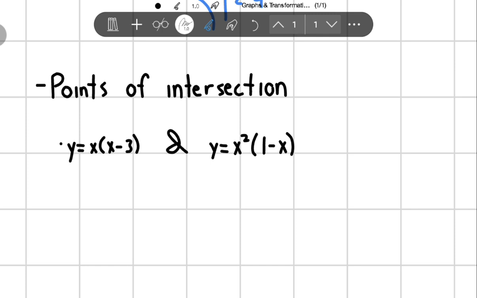We could equate these two functions together, since we're asked to find points of intersection, and we could find how many points of intersection there are, and this is obviously through equating them. So let's see, we have y equals x bracket x minus 3 and y equals x squared bracket 1 minus x. Obviously, we could graph them and see how many points of intersection they'll have, and then we could solve for their points of intersection. So let's do that. Let's actually graph each one.